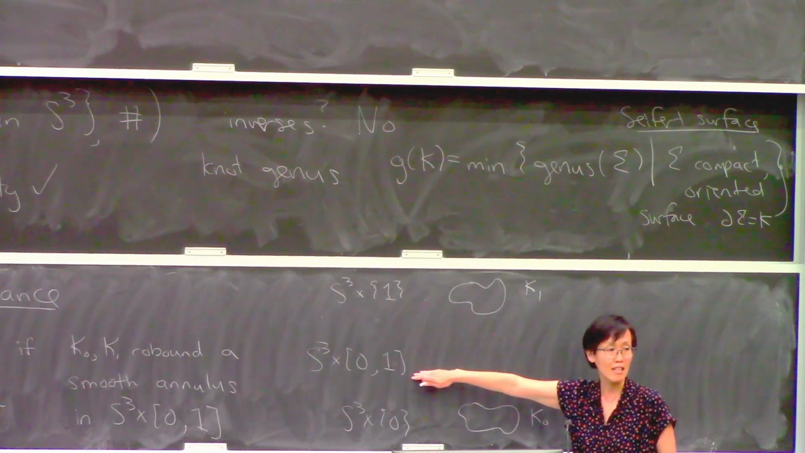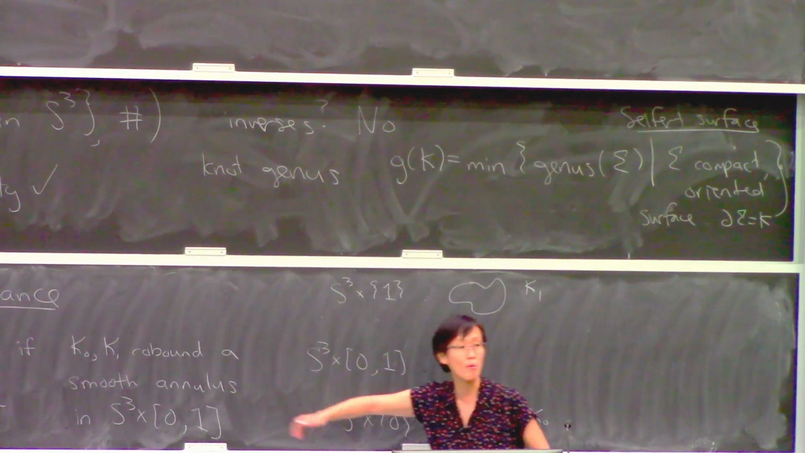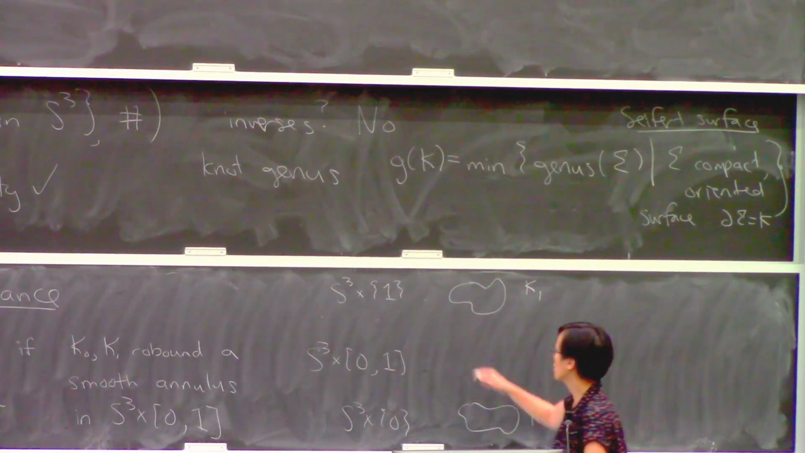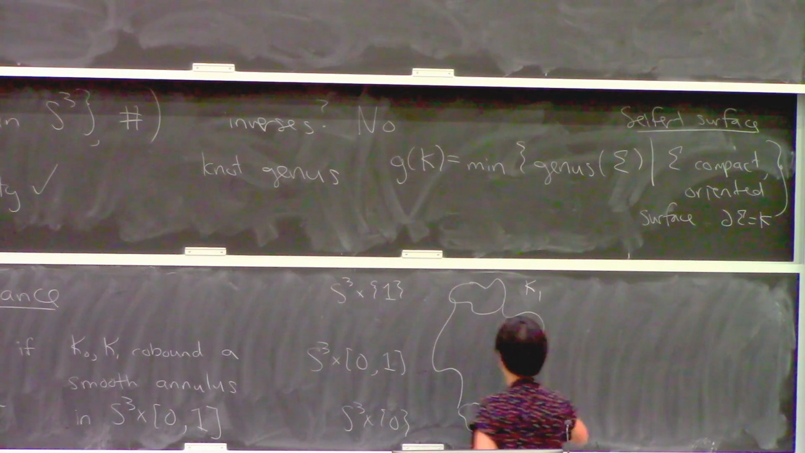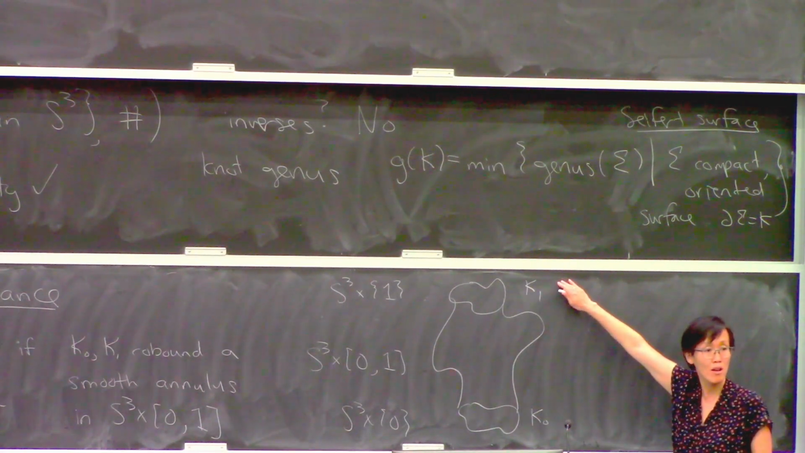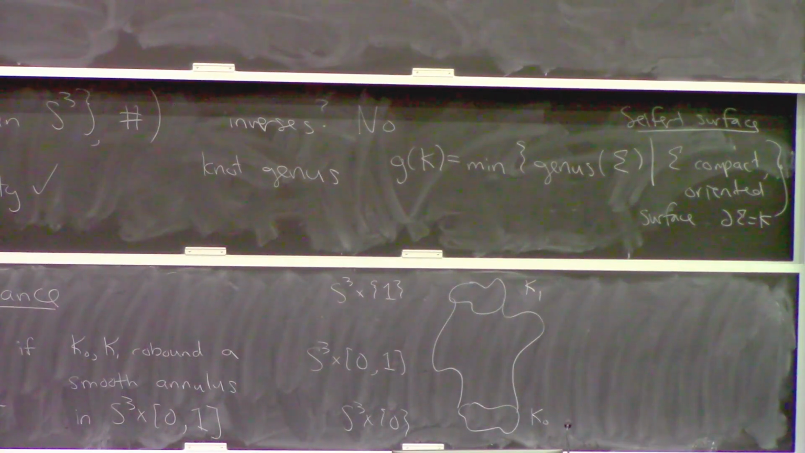And then in this S3 cross I, an annulus is homeomorphic to a cylinder. So you'll see a cylinder whose boundary on one end is your knot K1, and on the other end the boundary is K naught. And if such an annulus or cylinder exists, then we say that these knots are concordant.